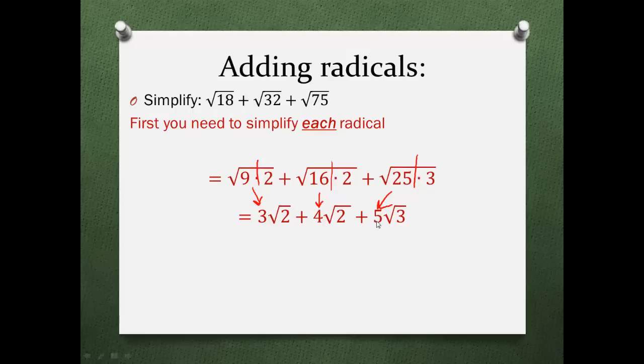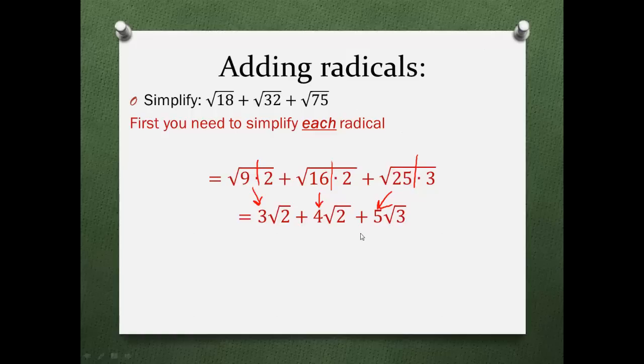Now, if you notice, I've got 3 times the square root of 2 plus 4 times the square root of 2 plus 5 times the square root of 3. Remember what I said about the radicals. They have to be identical to do anything more with them. Well, we've got 2 here that have the same radicals. So we can add that 3 and the 4. Can't do anything with this, though, because it's got the square root of 3.